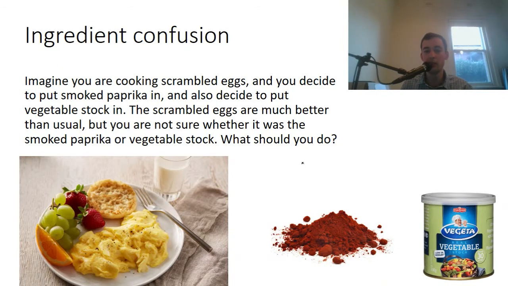Now, one way of doing it, I think, is to make scrambled eggs again and only put one of the ingredients in. So only put smoked paprika in. And then the next day, make it only with vegetable stock. And think about, well, what are the differences between the two? And which one is contributing to this delicious flavor? And maybe it's both of them. Maybe you realize at the end that it's both of them, but that will help you to work out which ingredient is the important ingredient.